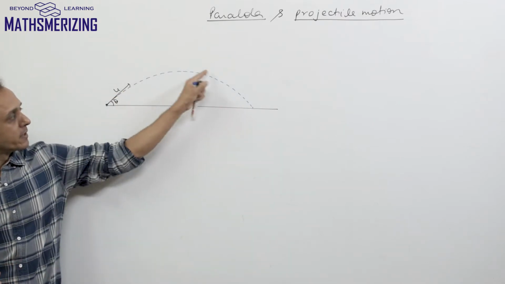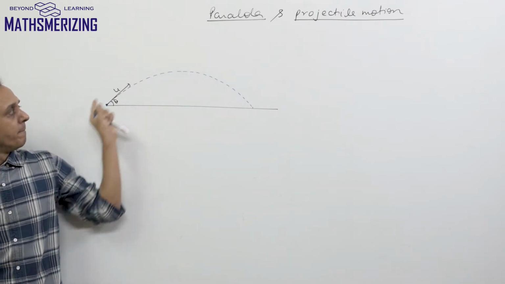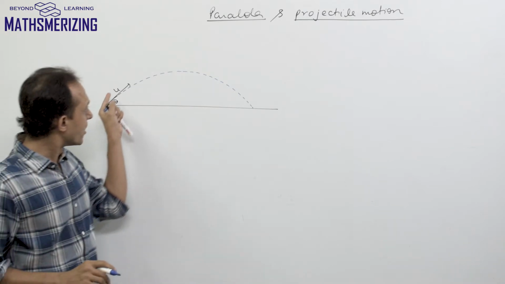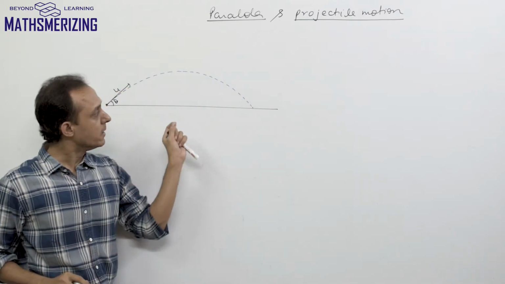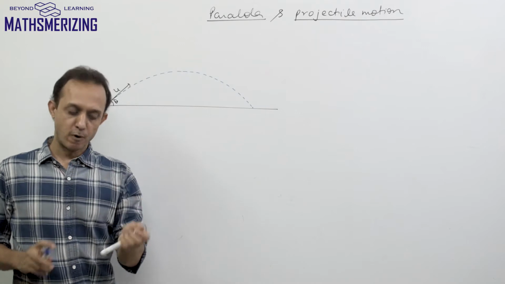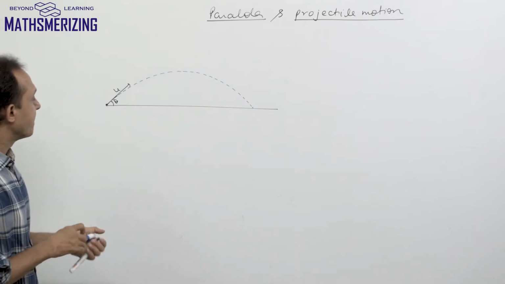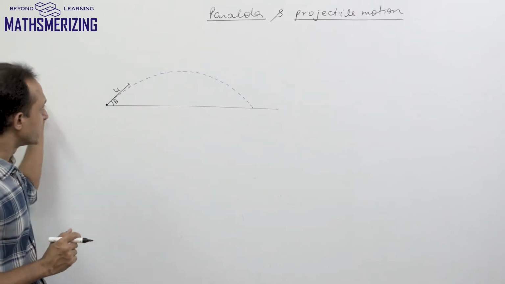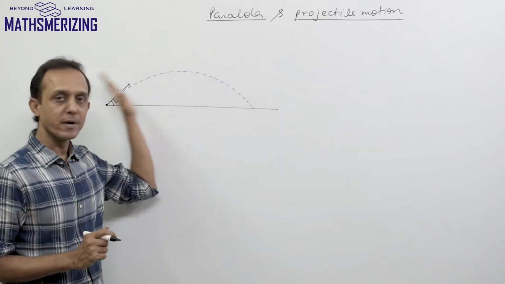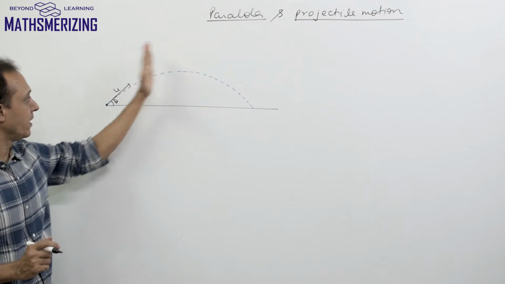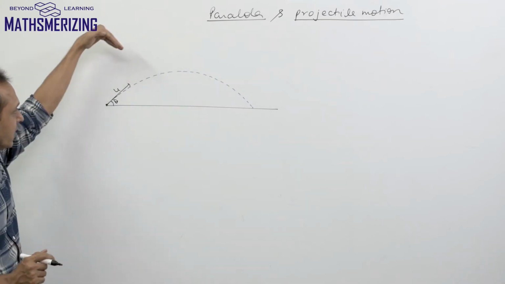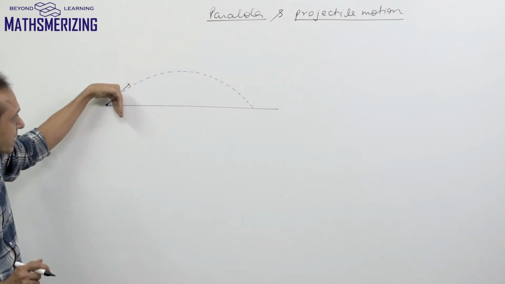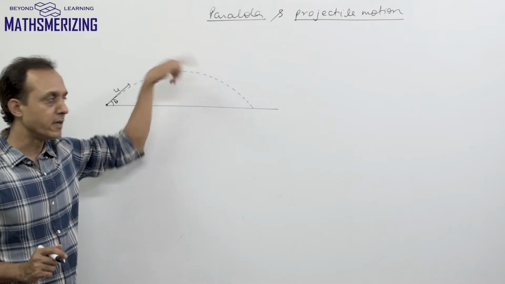So the path of this projectile will be a parabola, and since it is a parabola opening downwards, it should be a parabola of the fourth form. We'll try and find the equation of this parabola. Our basic assumption is there is no horizontal force, no drag, no air resistance, and the only force acting on this object is the force of gravity, which will act downwards.